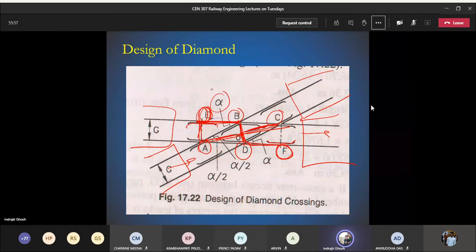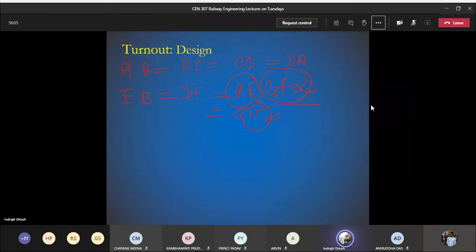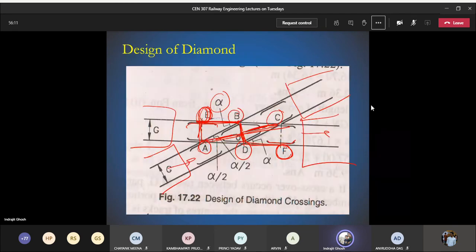Now let us go to AB, BC, CD, DA. How to calculate that? What is AB from this diagram? The same triangle we will be considering, AEB. What can we say from the triangle?